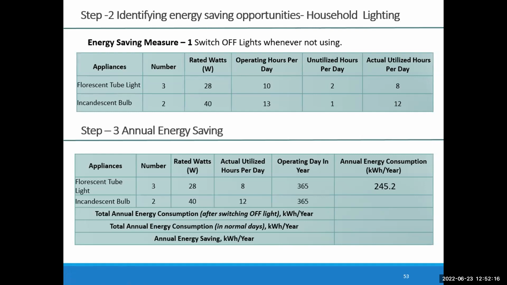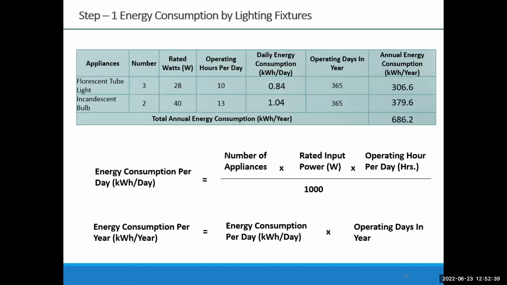So the first one is fluorescent tube lights. The present energy consumption is 245.28. It is correct. And the second one with respect to incandescent bulbs, it is 350.4 units per year. Whereas in our earlier case, we can see it is 306 and 379 units consumption.